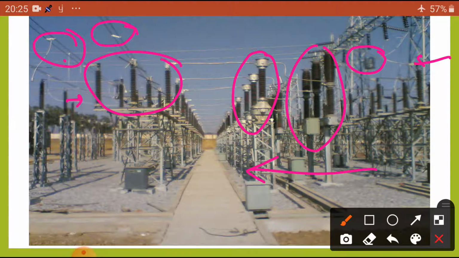Next, it is connected once again to isolators. After that it is connected to the circuit breakers. After that it is connected to the CTs, and once again it is connected to isolators, and from the isolators it is connected to either side of the CT, PT. We are going to connect the isolators for physical protection purpose.